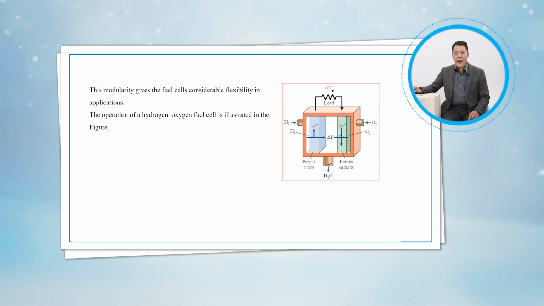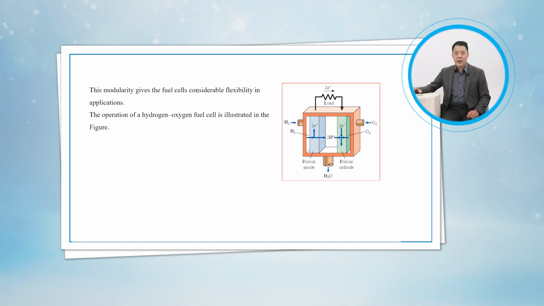The operation of a hydrogen-oxygen fuel cell is illustrated in the figure. Hydrogen is ionized in the surface of the anode, and hydrogen ions flow through the electrolyte to the cathode. There is a potential difference between the anode and the cathode, and free electrons flow from the anode to the cathode through an external circuit. Hydrogen ions combine with oxygen, and the free electrons enter the surface of the cathode, forming water.